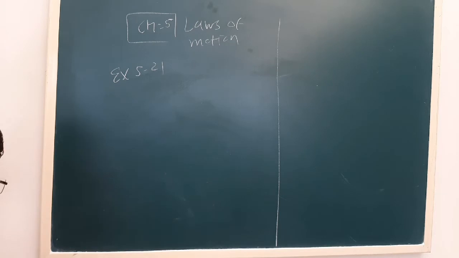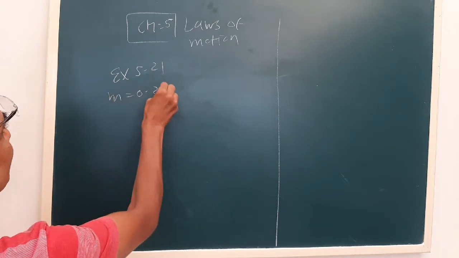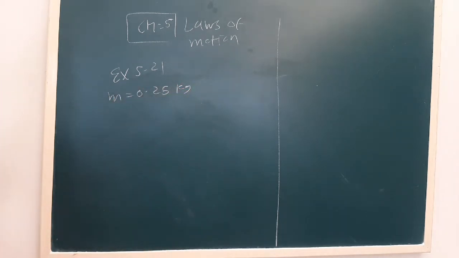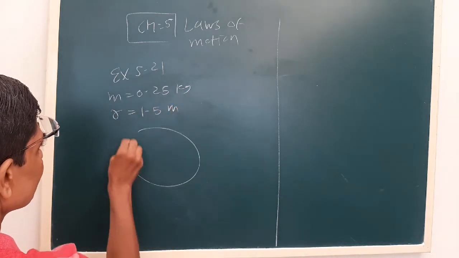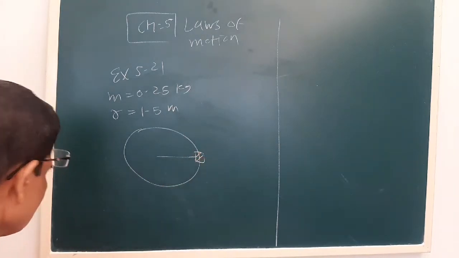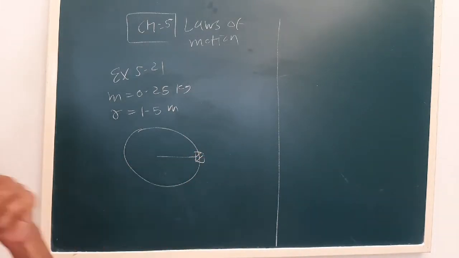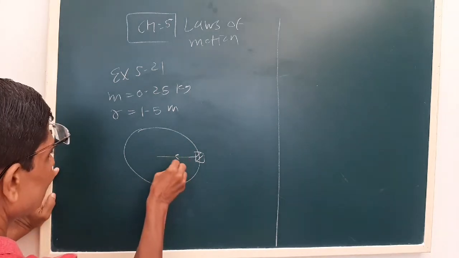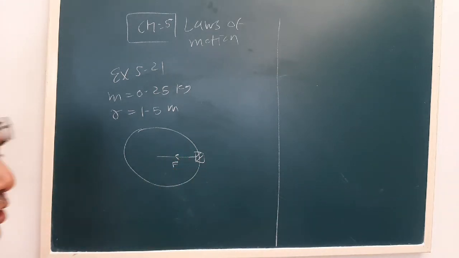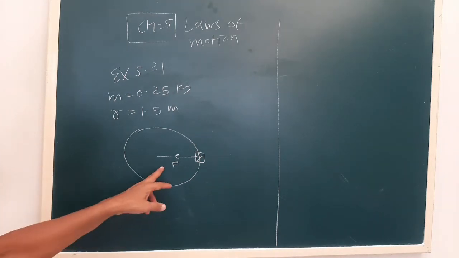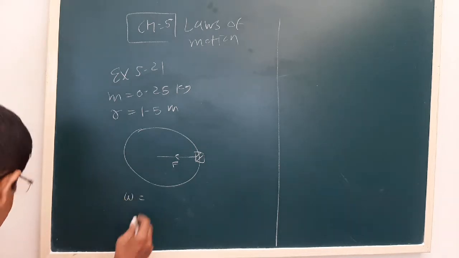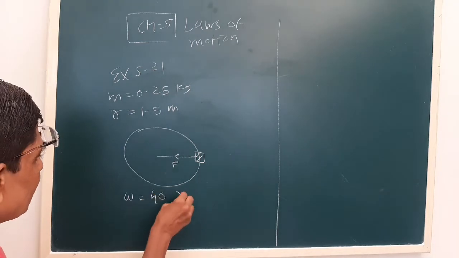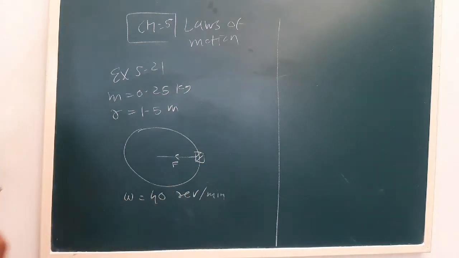The question says a stone of mass 0.25 kg moves on a circular path of radius 1.5 meter. It is whirled in a horizontal plane like this. We know that in uniform circular motion there is a centripetal force, which we have to find out. It is also given that it moves with an angular speed of 40 revolutions per minute.